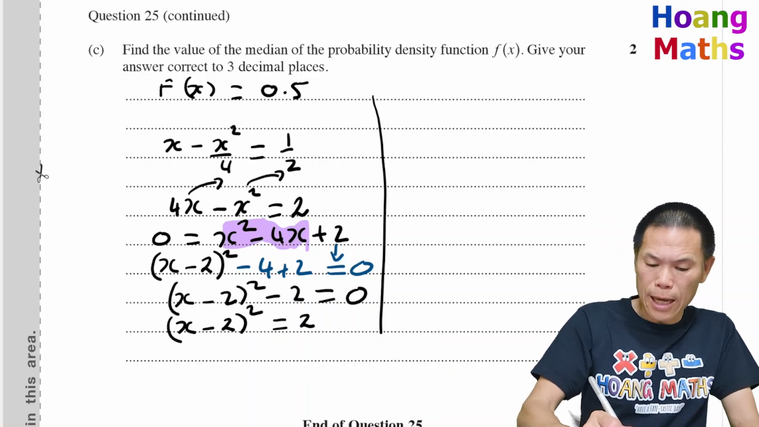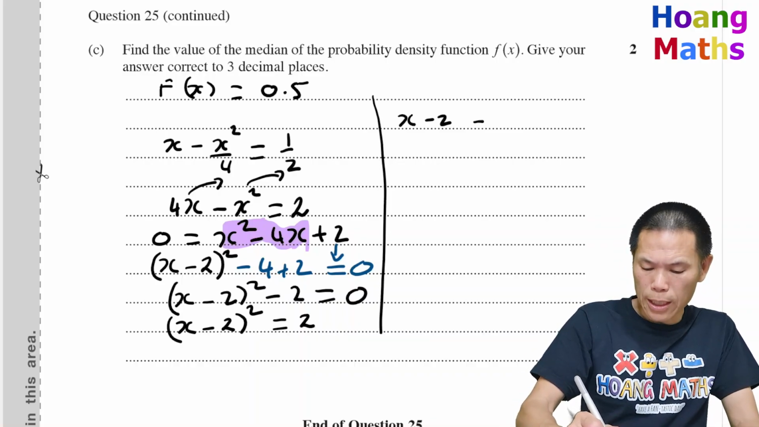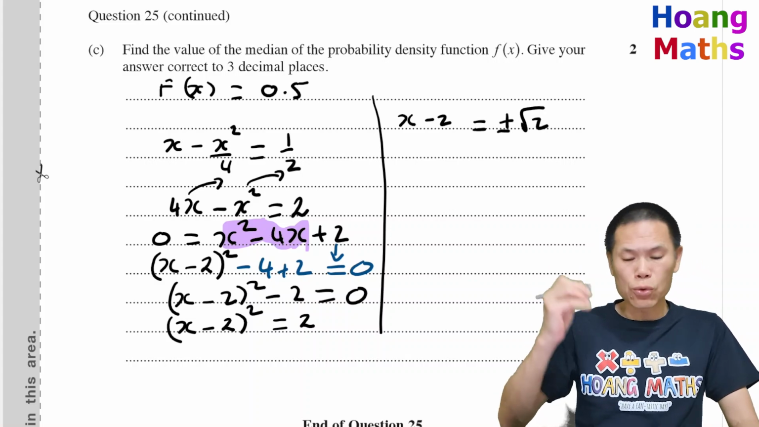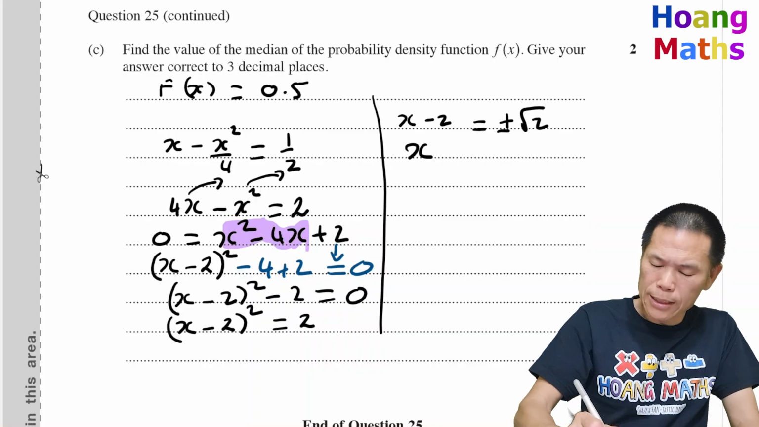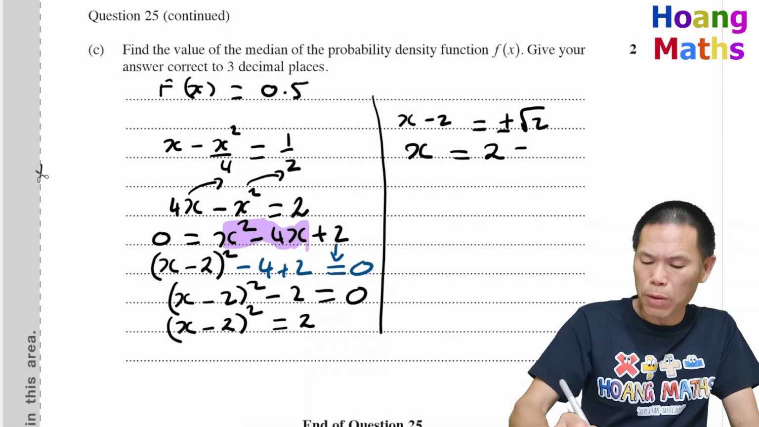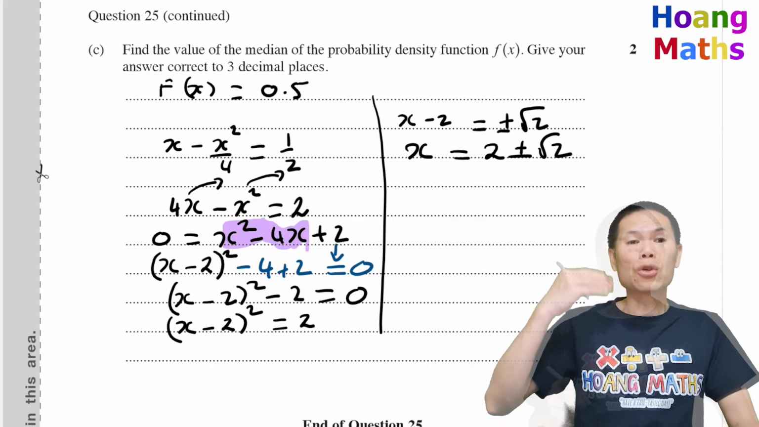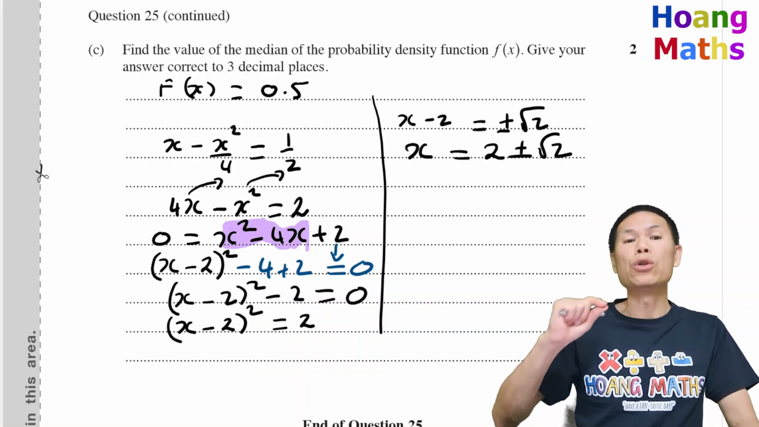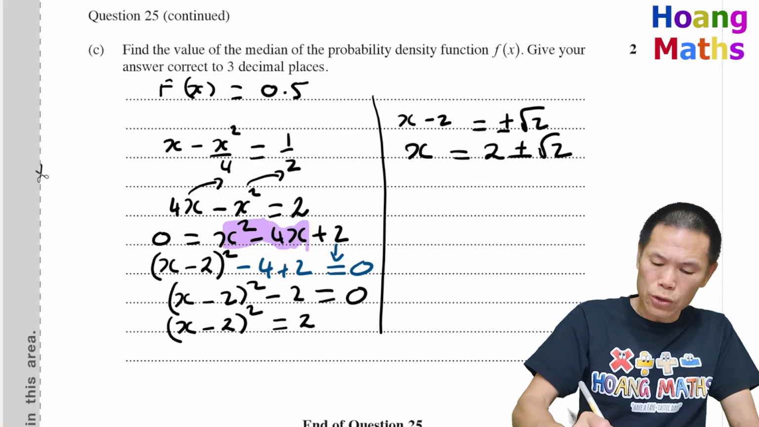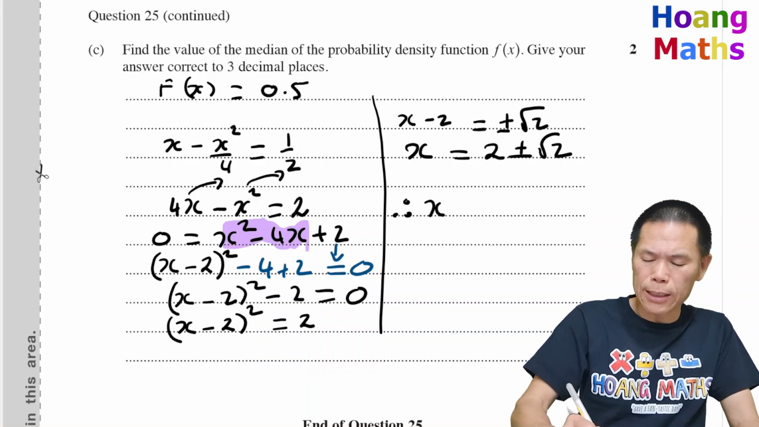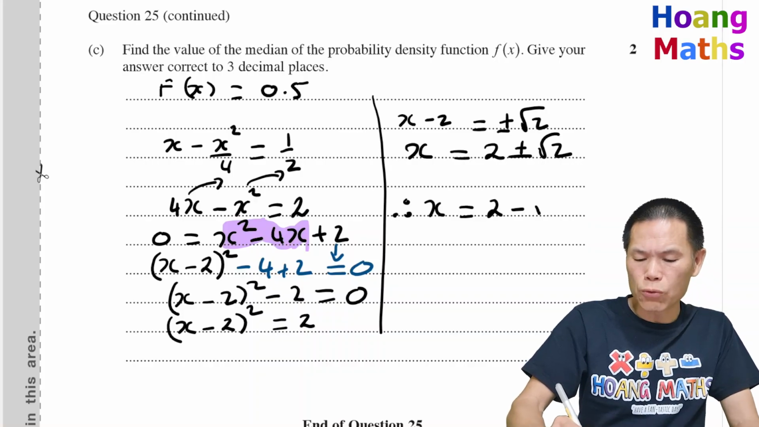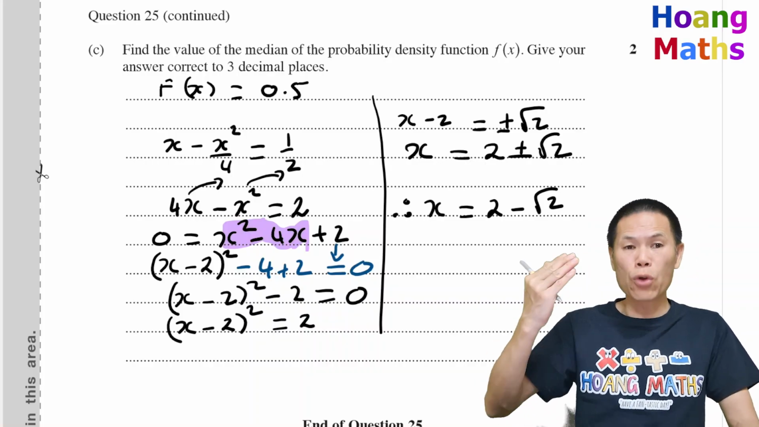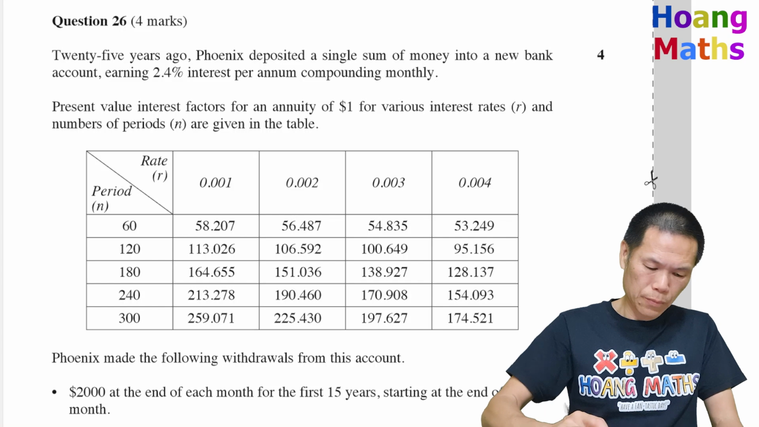So this means that x minus 2 is plus or minus the square root of 2. And I move the 2 to that side, so that means x is 2 plus or minus root 2. So there you go, that's the answer. But then x is between 0 and 2. So therefore, your actual answer is x equals 2 minus root 2. It cannot be plus root 2, otherwise it's more than 2. Okay, keep that in mind.